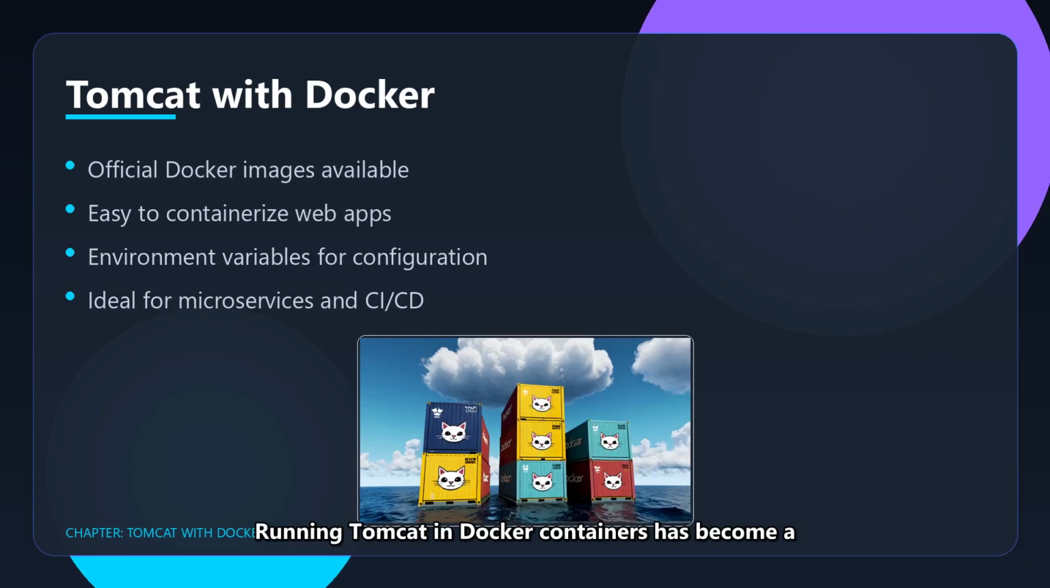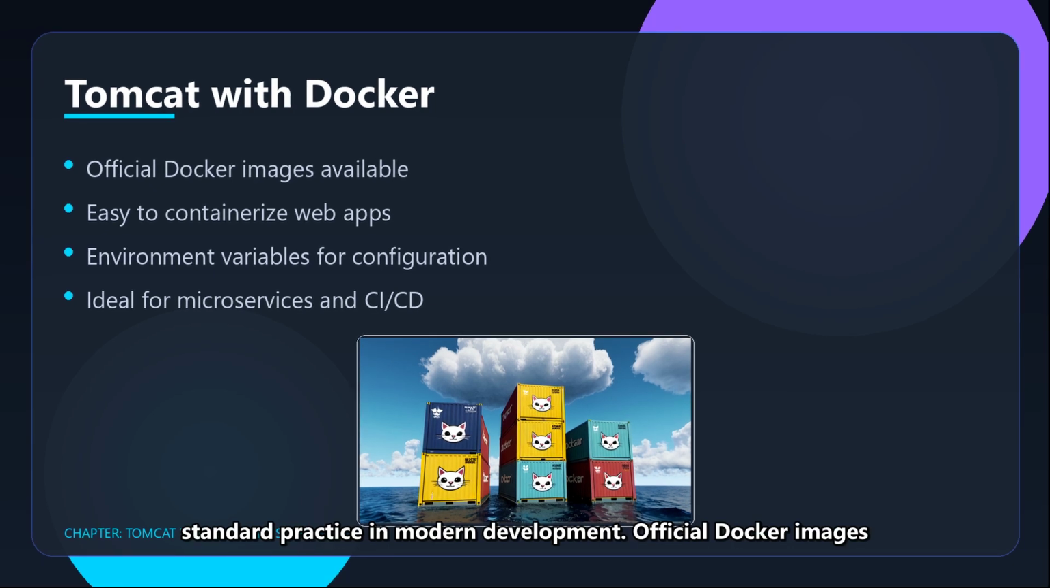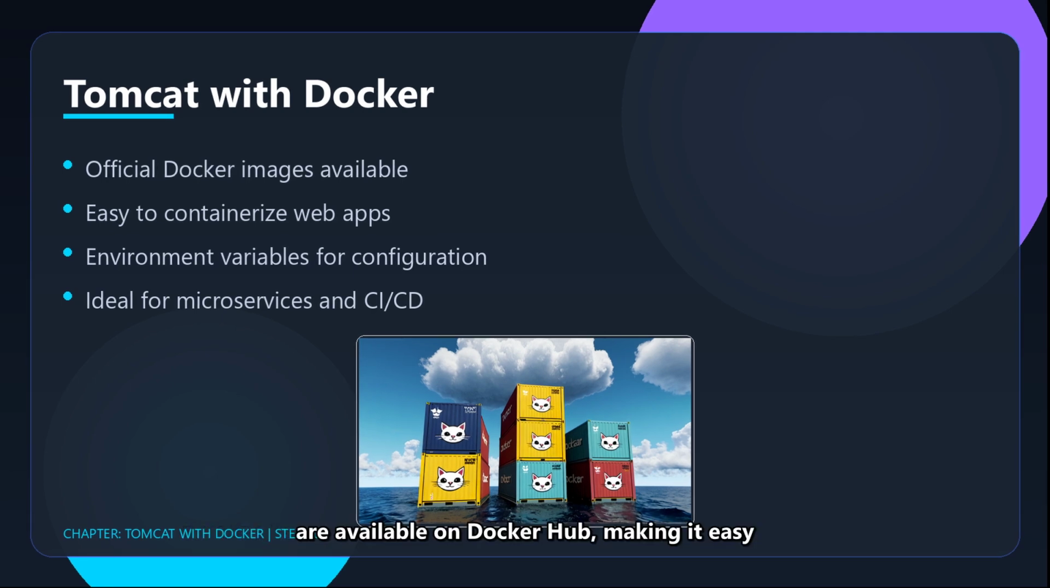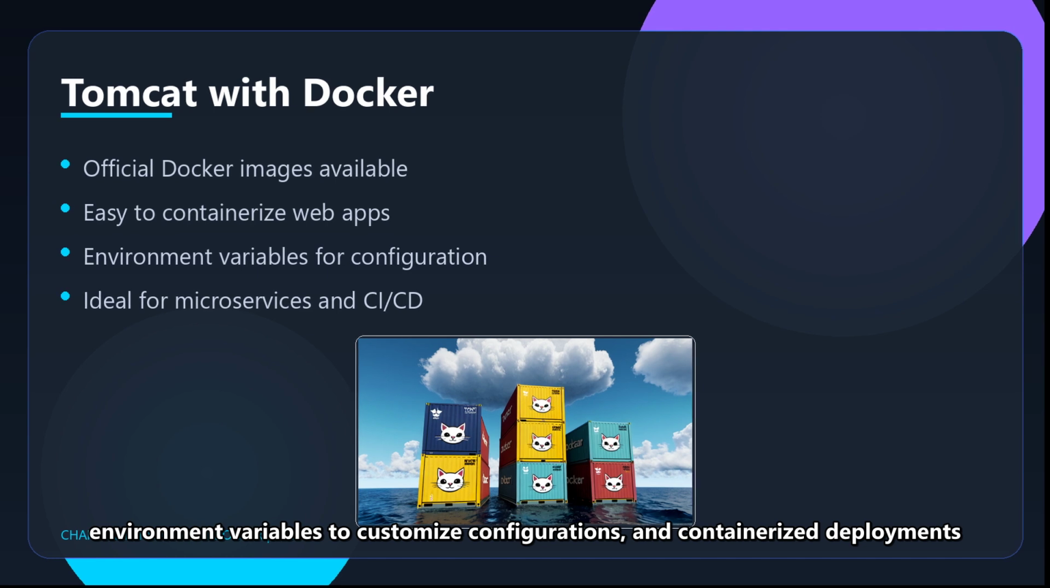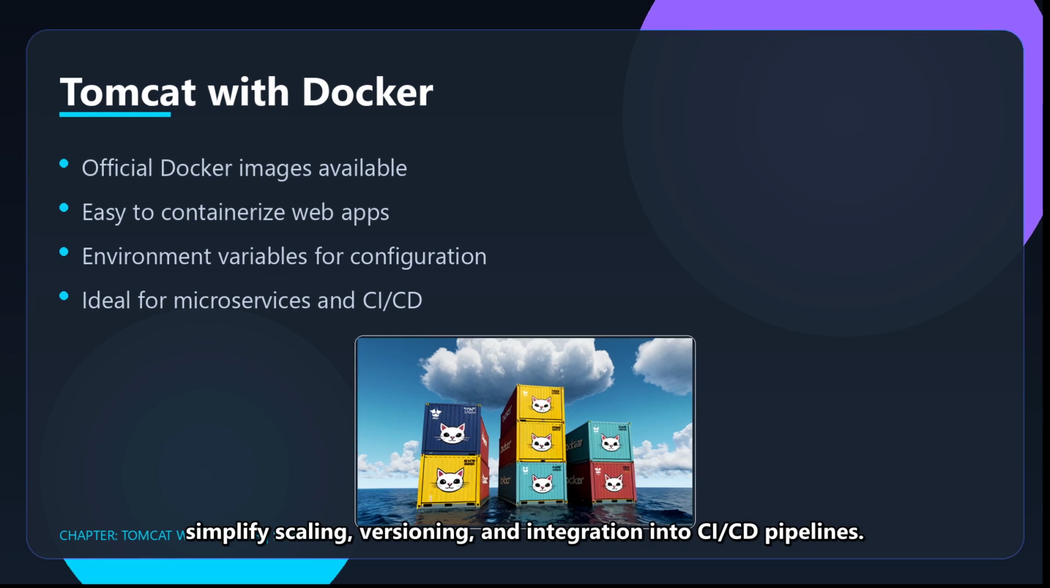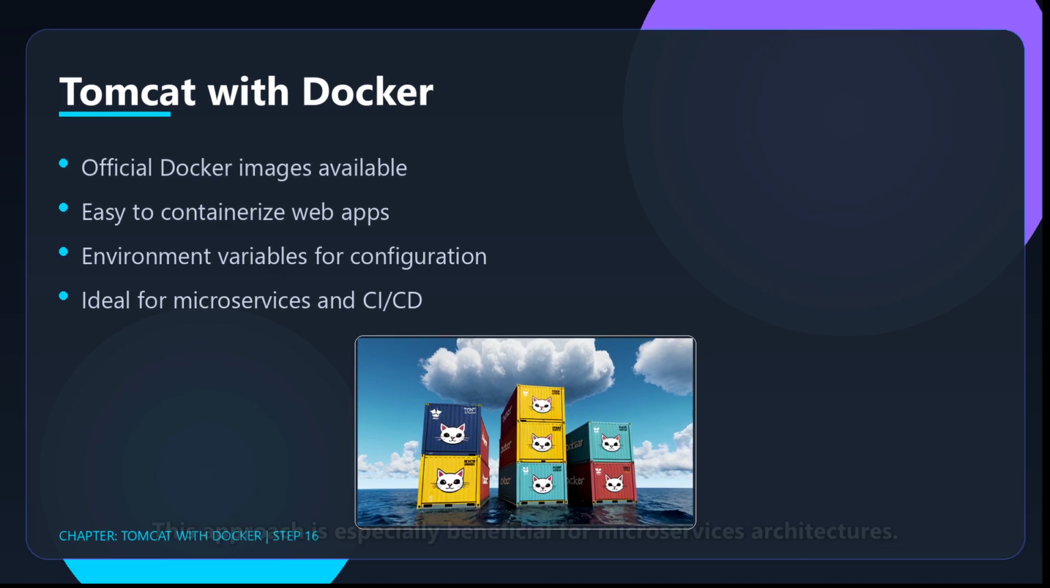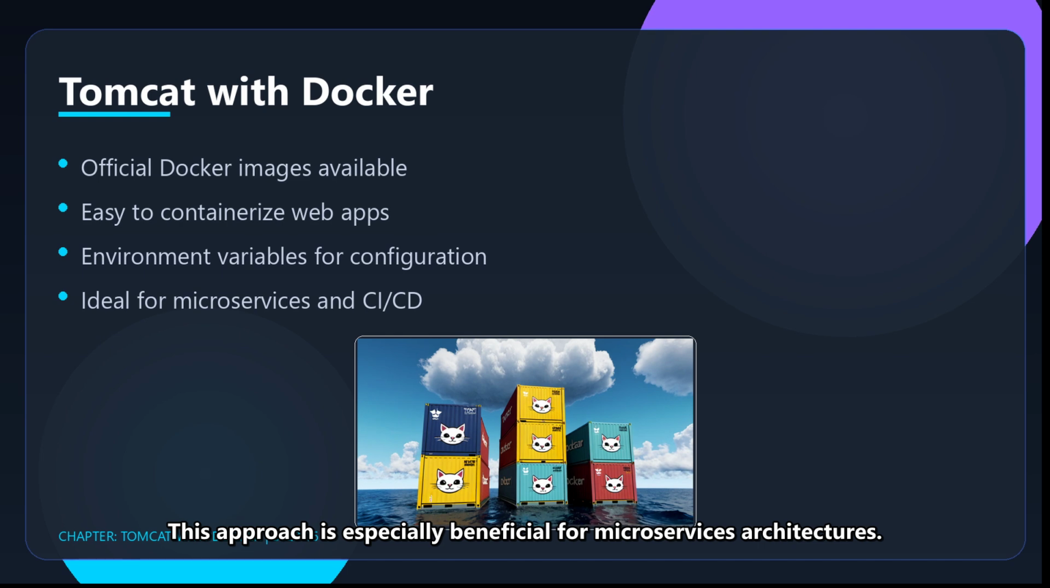Running Tomcat in Docker containers has become a standard practice in modern development. Official Docker images are available on Docker Hub, making it easy to spin up instances quickly. You can pass environment variables to customize configurations, and containerized deployments simplify scaling, versioning, and integration into CI/CD pipelines. This approach is especially beneficial for microservices architectures.